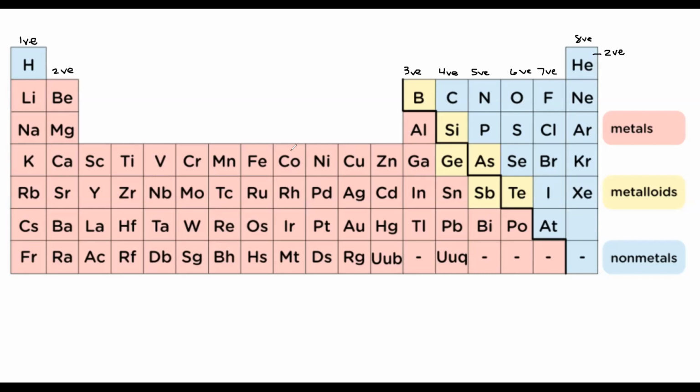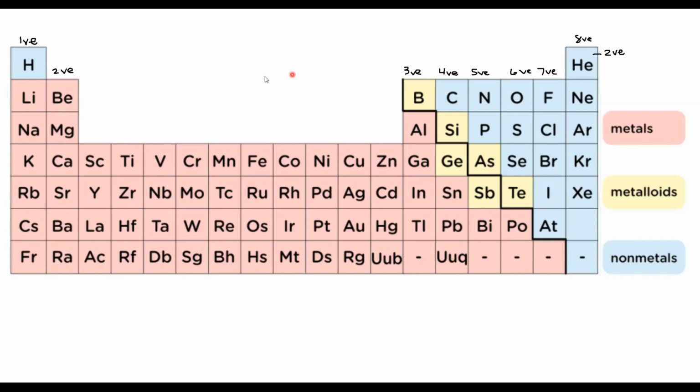So the first thing we have to remember is our periodic trends. Recall that as we go left to right across the periodic table, we tend to go from metal to non-metal. We can see that here because metals are pink, non-metals are blue. So left to right across the periodic table, we tend to go from metals to non-metals.